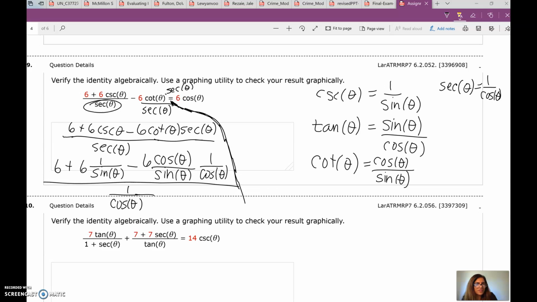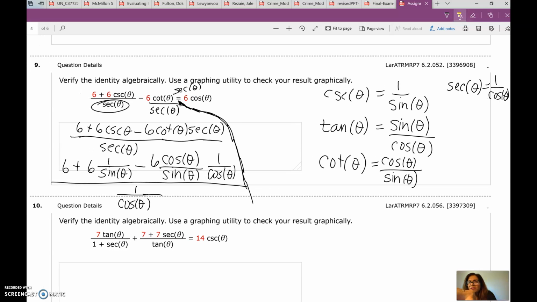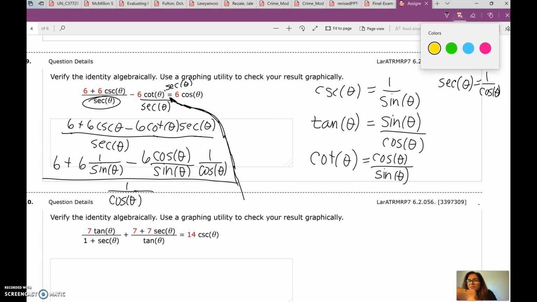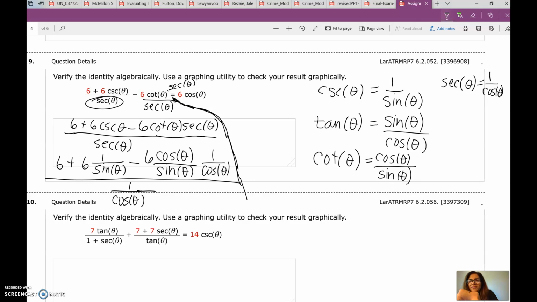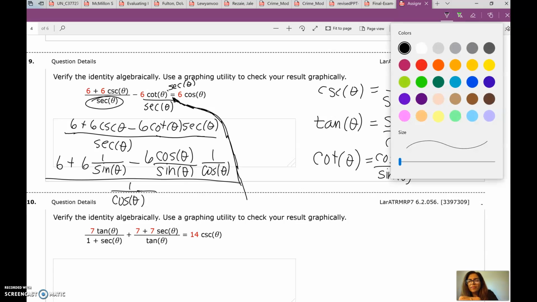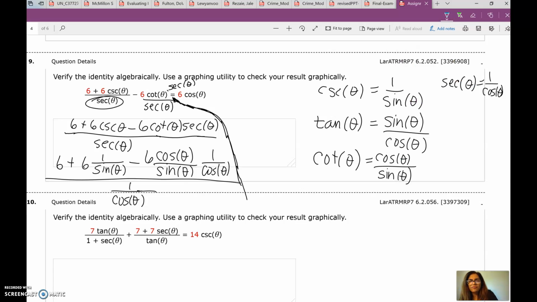So this cosecant, oops, I don't like that. Why is it not working? Maybe it doesn't like the color. Nope. All right, that's not going to work. Let me go back to, wait a minute. This is a different color.